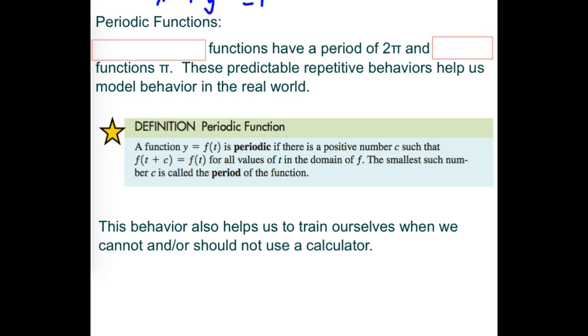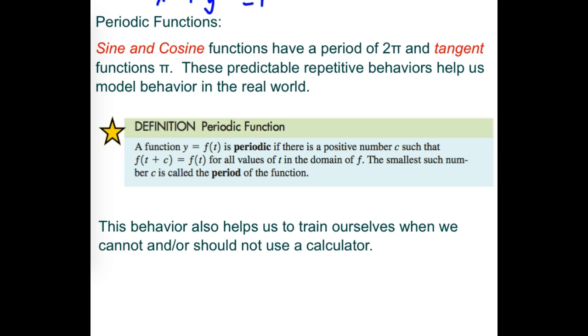Sine and cosine, for sine and cosine, our functions have a period of 2 pi. All right, that is going to be really important to know, especially when we get to graphing them in the next half of this chapter. All right, for tangent, our functions have a period of 1 pi.